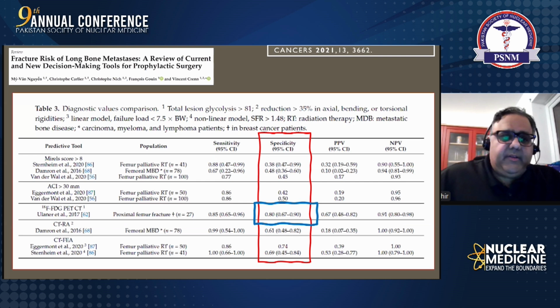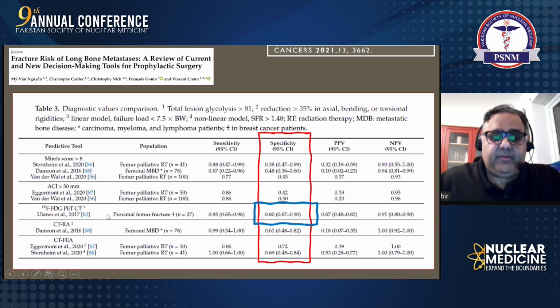They further added to this evaluation FDG PET-CT. Here you can see at number 3, there are studies where we have looked at proximal femur fractures, and they found that the glycolytic volume could be a good predictor with high, relatively high specificity as compared to other scoring systems.